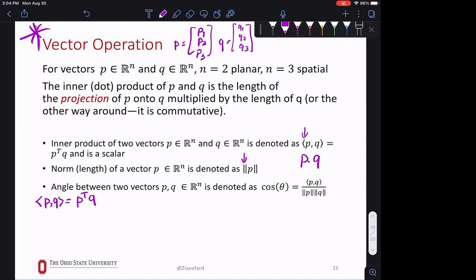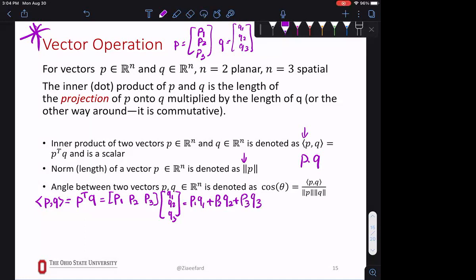If you were going to write that dot product, it would be P1, P2, P3 times Q1, Q2, Q3. Why is this important to know? Because you're going to be using this to perform this operation by hand, so be very comfortable doing this. So P1 Q1 plus P2 Q2 plus P3 Q3.